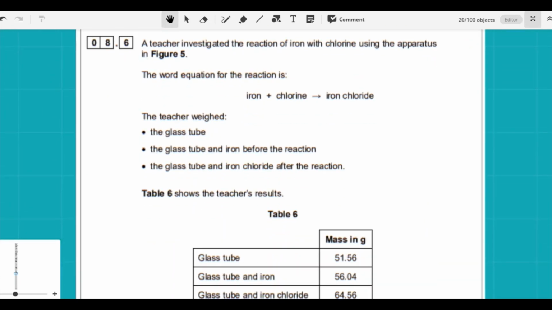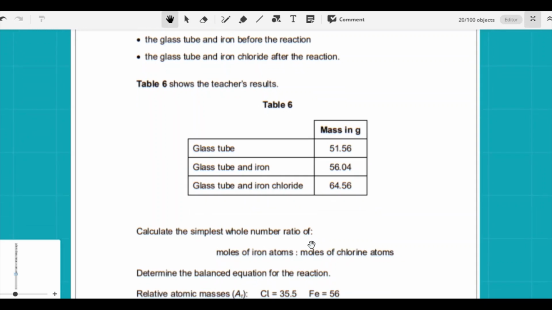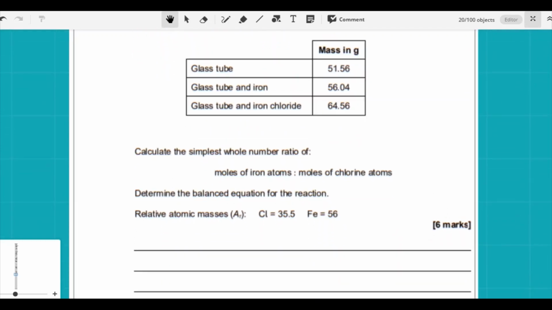Okay, now the next one, a teacher investigated the reaction of iron with chlorine using apparatus in fig 5. Okay, that we already seen. So the word equation for the reaction: iron plus chlorine forms iron chloride. So here are the different materials that are used. So now you can see here the table shown. So glass tube and iron, that is collectively weight, and glass tube and iron chloride, that is collectively weight. So calculate the simplest whole number ratio, moles of iron to moles of chlorine.